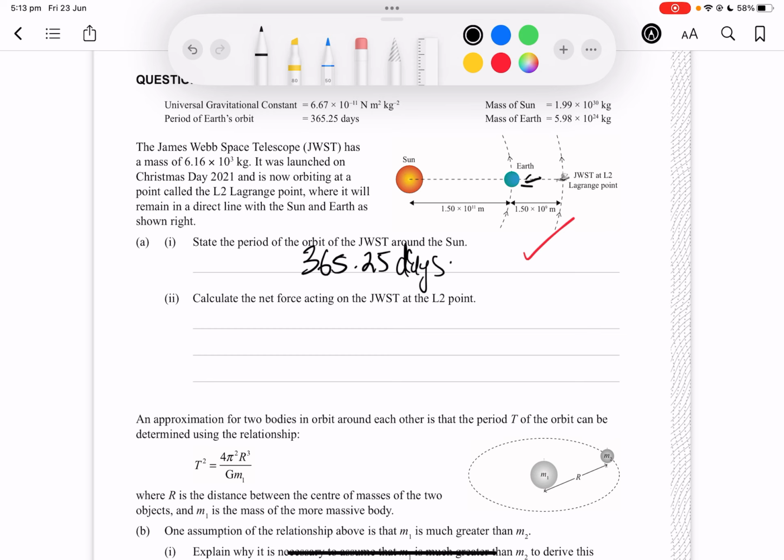Why is my pen not working? Okay, sorry, a little bit of technical difficulties here, but we'll get past it. Okay, just some F Earth. Oh, come on.